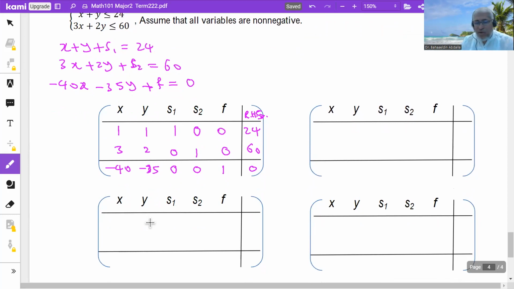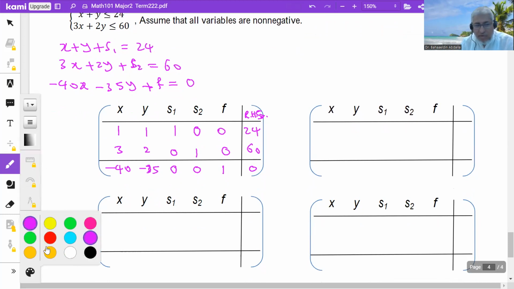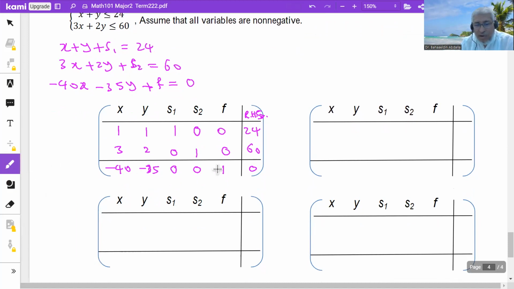And now we do a pivot operation. So we need to determine the pivot element. How do we determine it? We look at the last row, the objective row, and search for the most negative number. I have negative 35 and negative 40. The most negative number is negative 40, so negative 40 determines the pivot column. So the column of x is the pivot column.